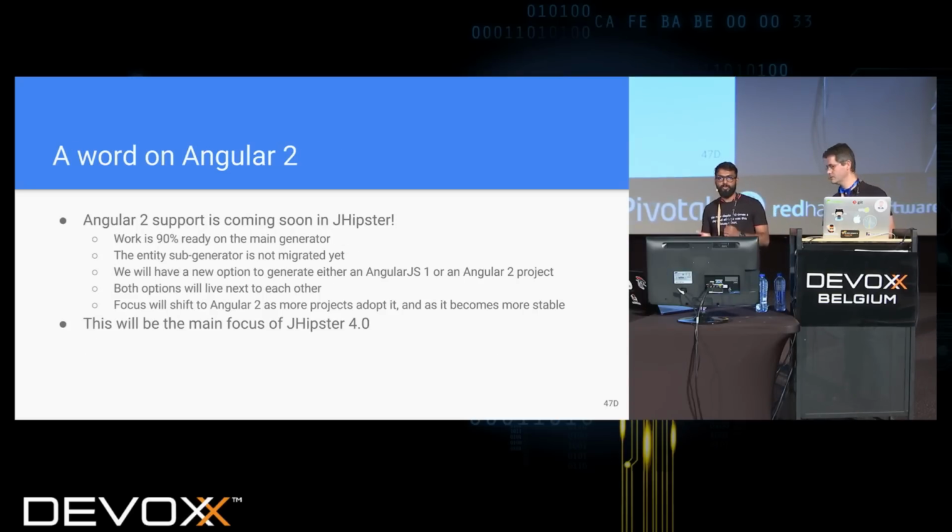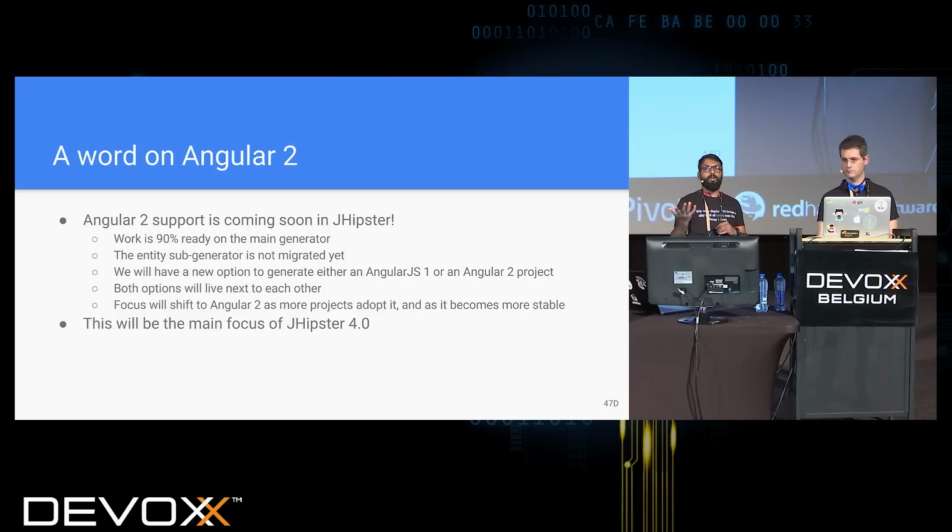So for AngularJS 2, currently we are doing the migration. We are almost there, almost 90% ready on the main generator. We still have a few things to sort out and clear. We are expecting more contribution from the community as well. We already have some help from the UI router team and the Webpack team. So we are expecting to finish this sooner and release a beta on Angular 2.